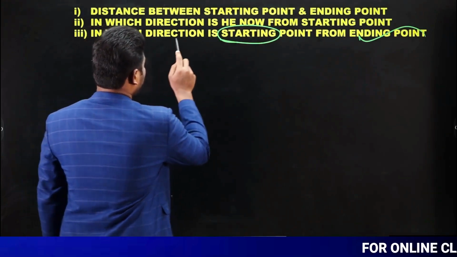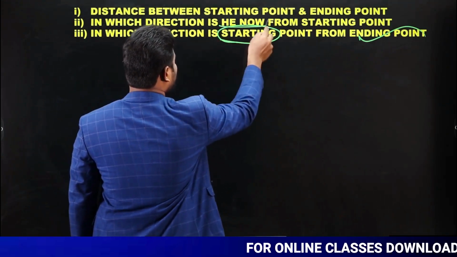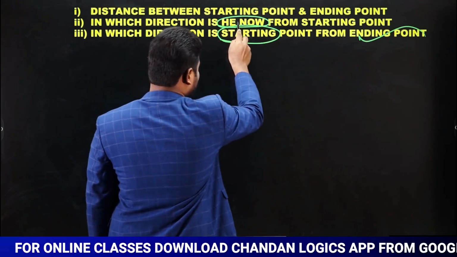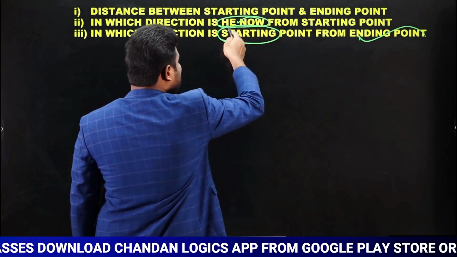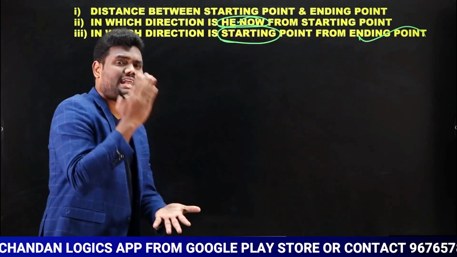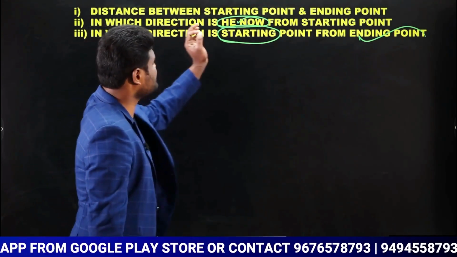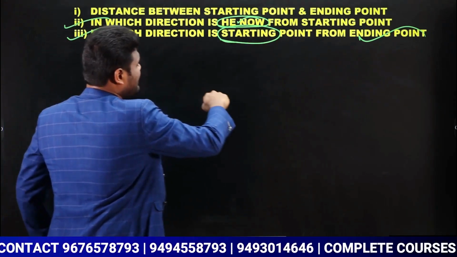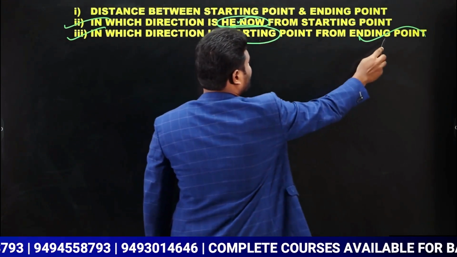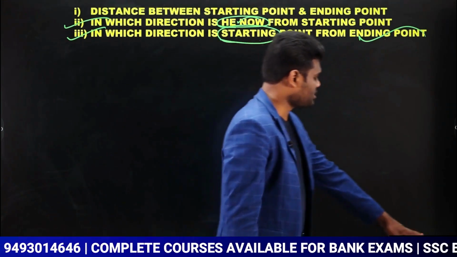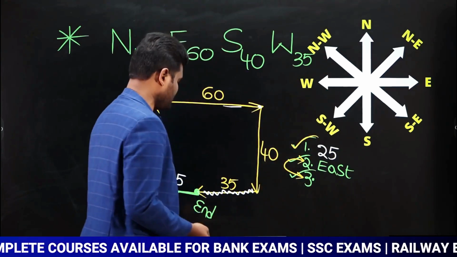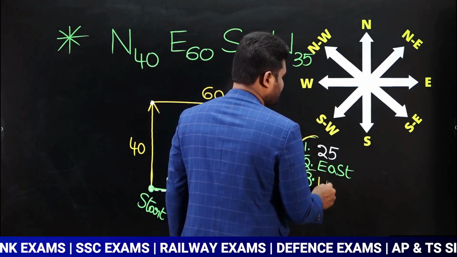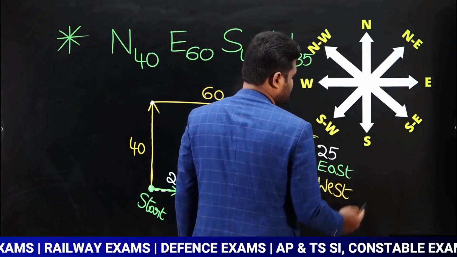If you look at the second question, in which direction is he now, the meaning is that he is at the ending point. So I can say, in which direction is the ending point from the starting point? This is our second question. The third question is exactly reverse: in which direction is the starting point from the ending point? Our answer should be exactly reverse of this. What is the exact reverse of east? East reversed is nothing but west. So the answer for this question is going to be west.